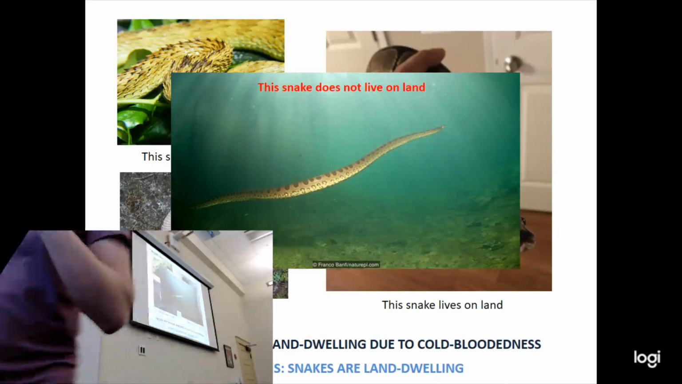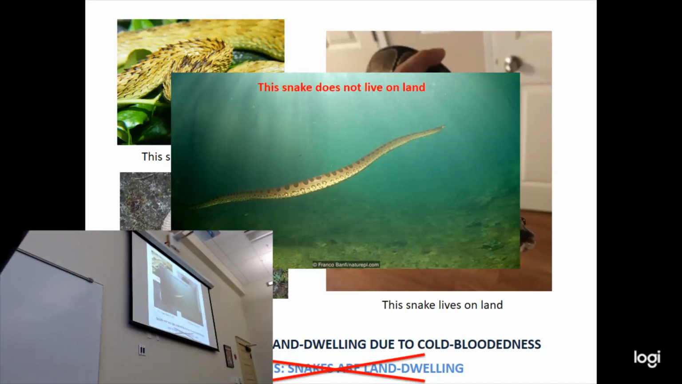So another thing to notice is that it's easier to refute this idea that snakes are land dwelling than this idea that reptiles in general are land dwelling due to cold-bloodedness. Because it could be, for example, that green anacondas are not cold-blooded, or there could be any number of reasons why green anacondas are weird or different in a way that makes them not bear on this idea that the reason that reptiles are land dwelling has to do with cold-bloodedness.